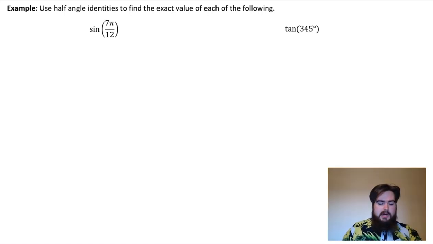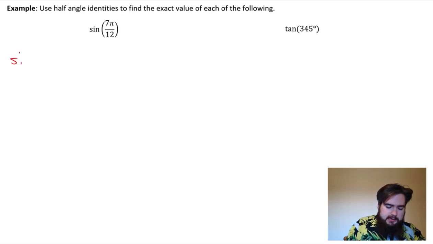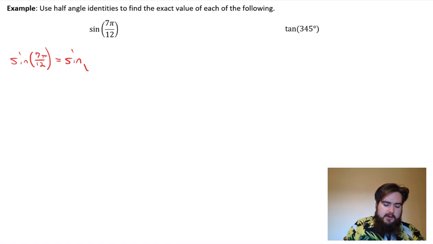For example, with 7 pi over 12. What we're first going to do in order to apply the half-angle identity for any of these functions is to factor 1/2 out of the angle measure you have provided. For example, if I have sine of 7 pi over 12, and I want to apply a half-angle identity to this, then I'm going to take that angle measure and factor a 1/2 out of it.